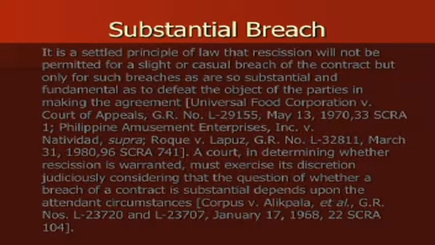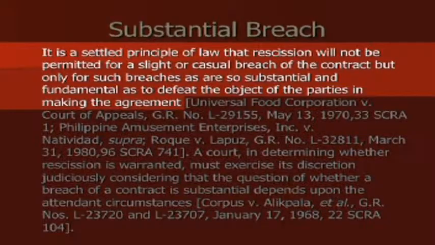Important concept, especially in rescission of contracts, is substantial breach. Hindi lahat ng breach ng kontrata ay pwede nyong pumunta kayo kaagad sa korte or pwede rin sa arbitration, ipaparesidyo kaagad. Kinakailangan, the rule, like in the Philippines, it is a settled principle of law that rescission will not be permitted for slight or casual breach of the contract, but only for such breaches as are so substantial and fundamental as to defeat the object of the parties in making the agreement. Bakit? Kasi ang kontrata is the law between the parties. Important yan. Contracts are to be observed, are to be complied in good faith.